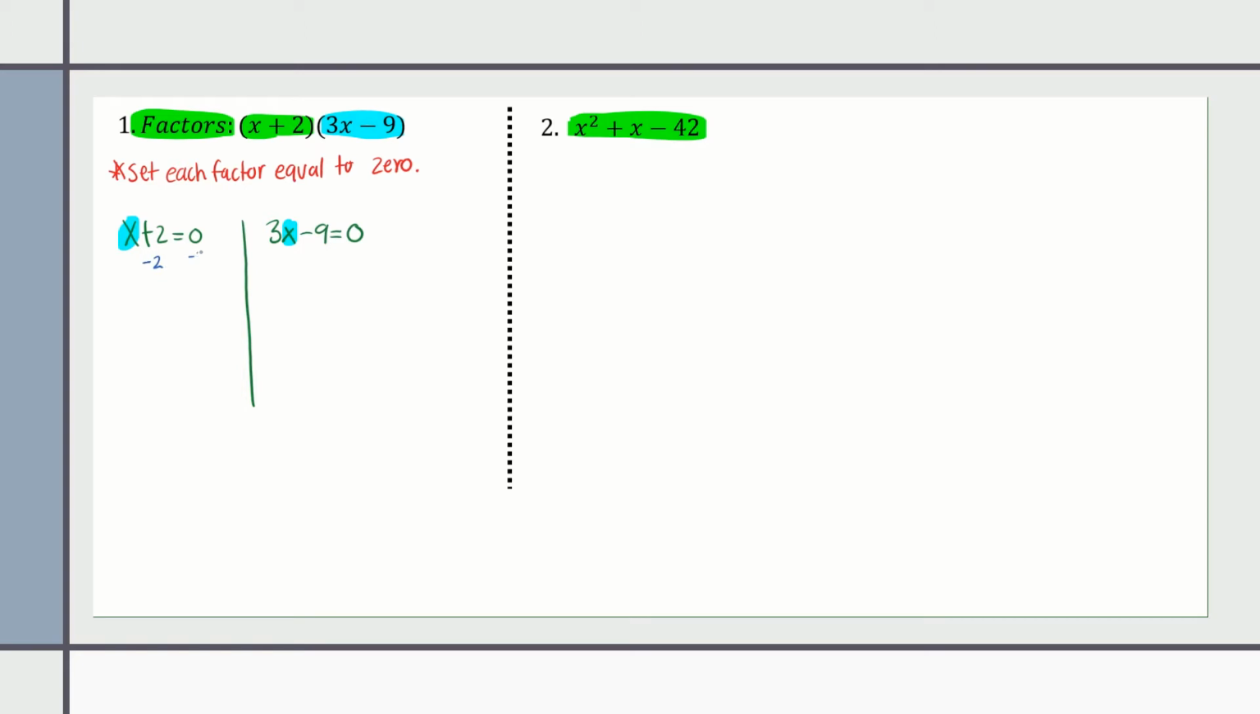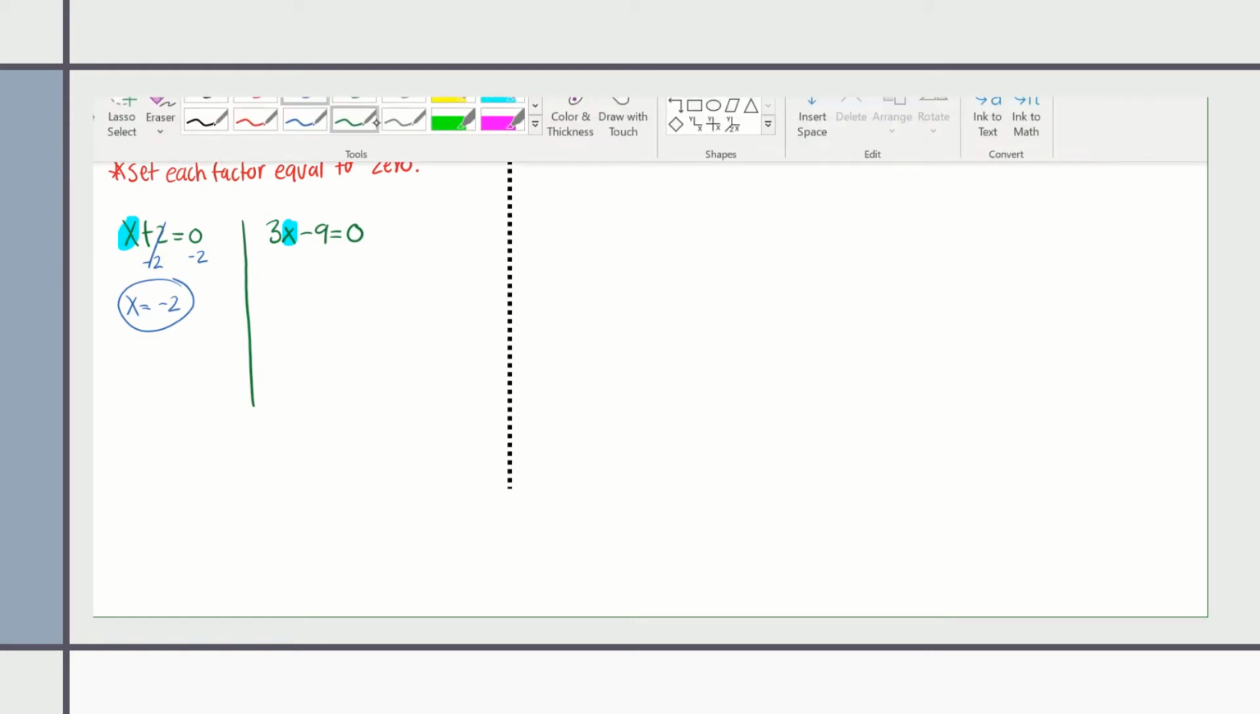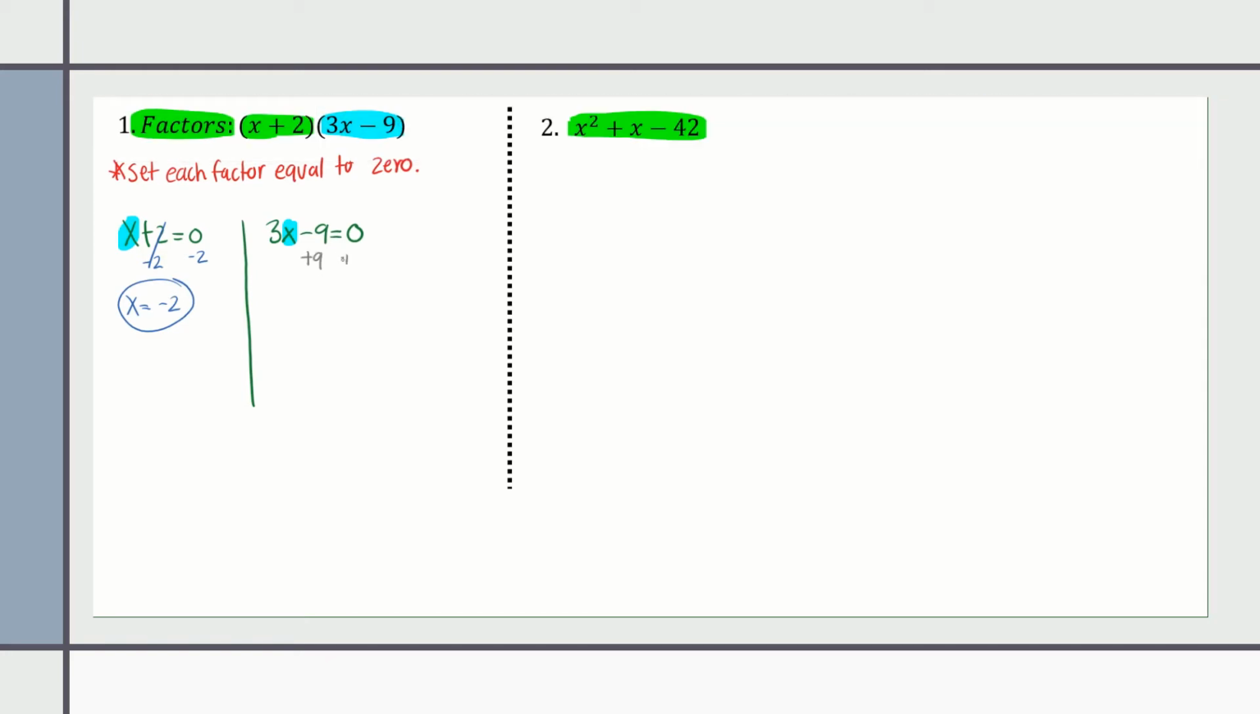For the first one, we're going to subtract 2 on both sides, and we end up getting that x is negative 2. We're going to try a similar process for the second one. We want to cancel the 9, so we're going to add 9 on both sides. And since there was a coefficient next to x, there's an extra step. We're going to divide by 3 to leave x alone, and we end up getting that x is 3. That means that your roots are going to be negative 2 and positive 3. So that's one way of finding your roots when you're given the factors.